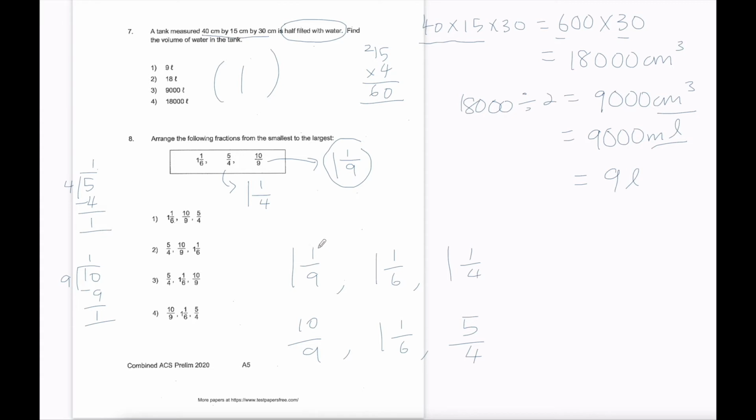Imagine 1 pizza shared amongst 9 people versus 1 pizza shared amongst 6 people. Who will get a bigger slice of pizza? You'll be this group, correct? Because you're sharing it with lesser people. So same thing, if you compare it to 1 pizza shared amongst 4 people, each of them here will get the biggest piece of pizza as compared to this and this.